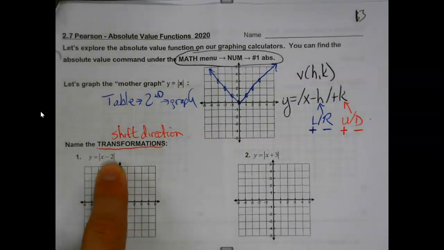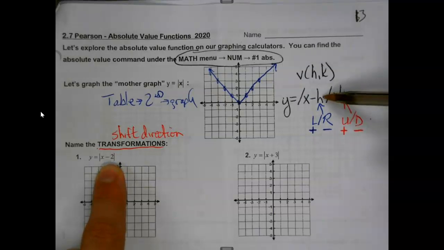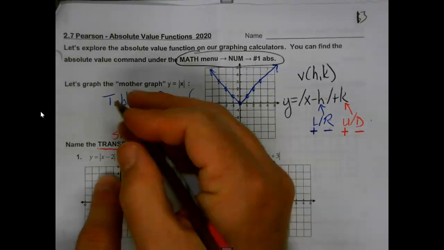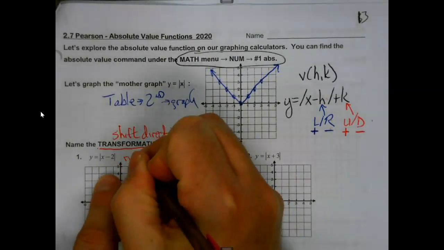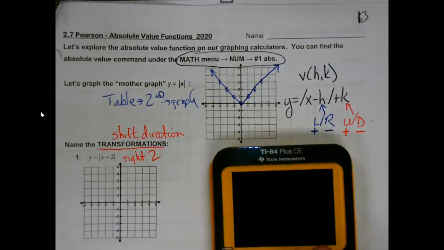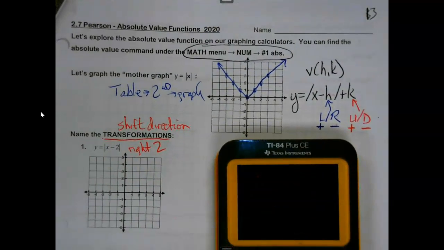So x minus 2 inside the absolute value. What direction am I going to go to? We're not inside. Inside. We're going to go right. Okay, if it's inside the absolute value, that's always left and right. So right 2 is the transformation. Now we'll see what that is in a minute. For button presses on the calc.